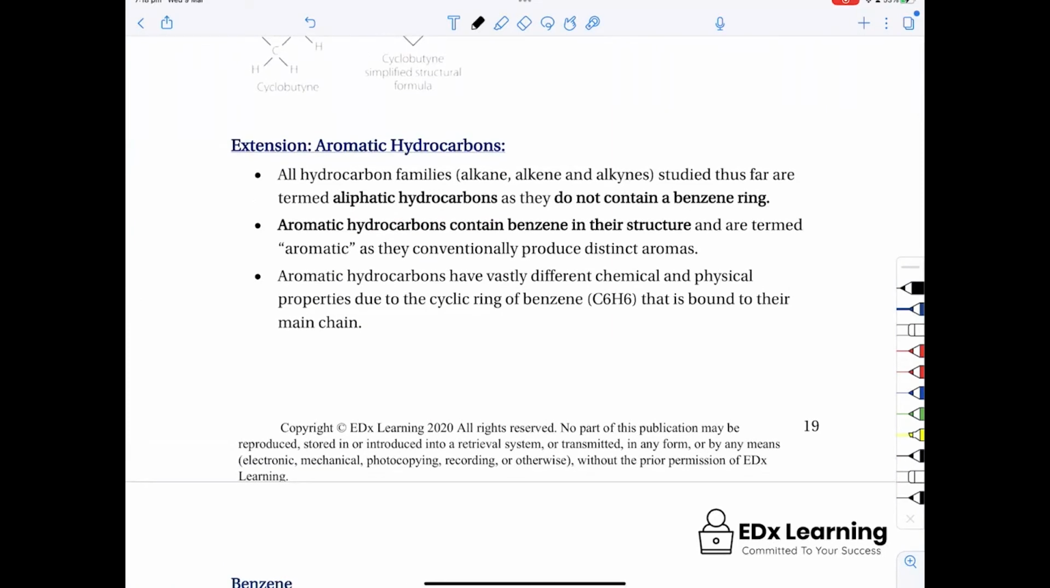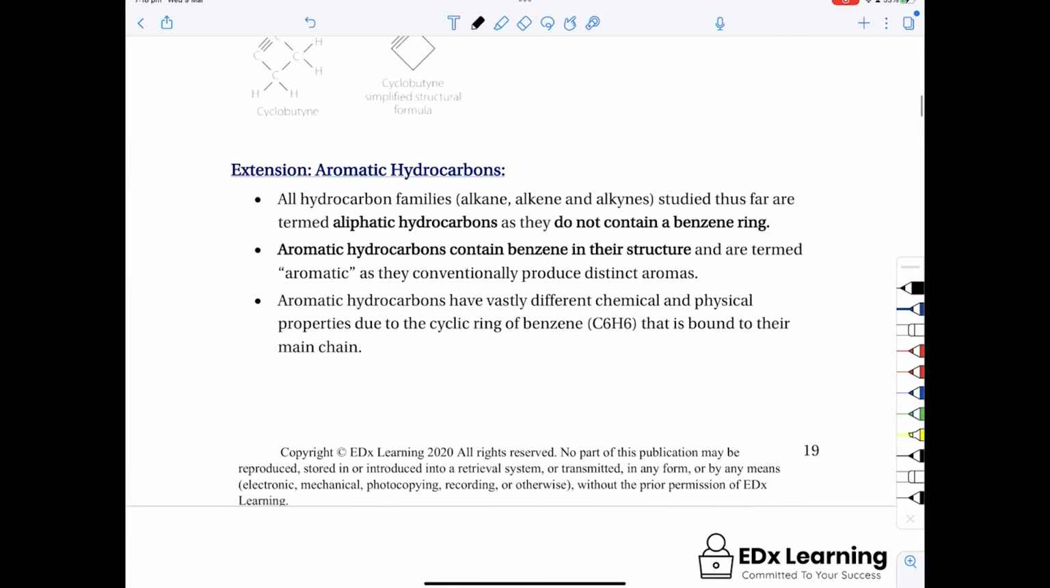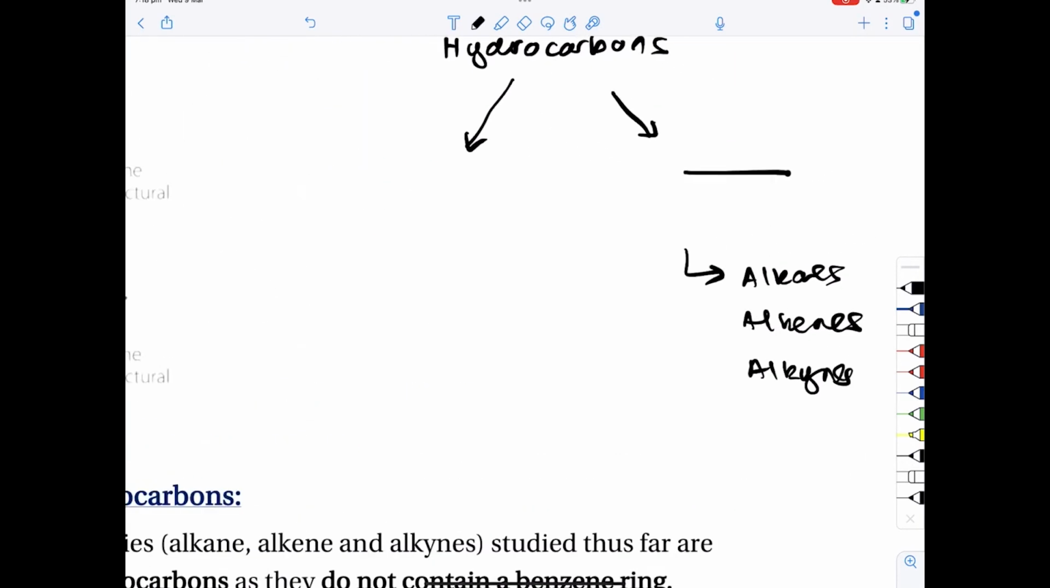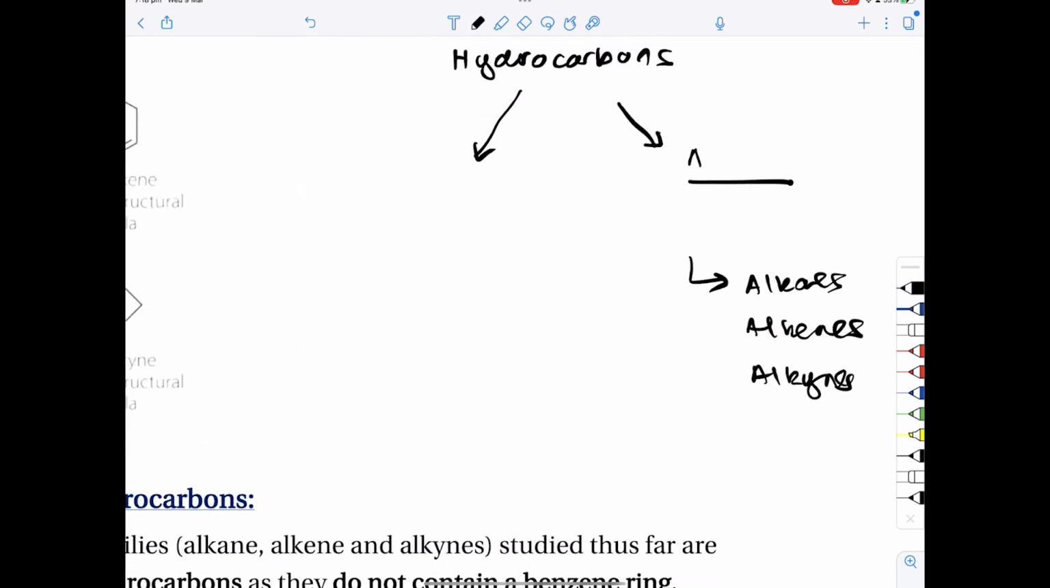Okay, one small point I'll mention just so we can keep perspective on things is that what I've actually done is I've jumped a little bit when I spoke about hydrocarbons. Because when you talk about hydrocarbons, there are two different categories. And one of those categories can then be broken down into your alkanes, alkenes, and your alkynes. And what I'm talking about here are your aliphatic hydrocarbons.